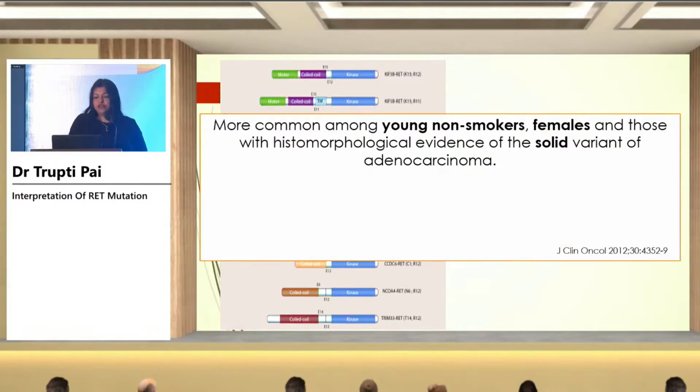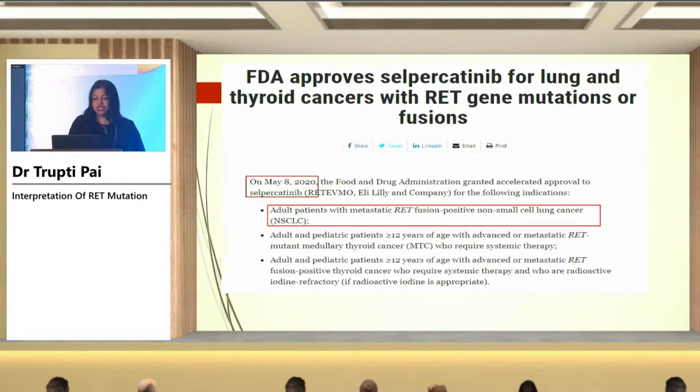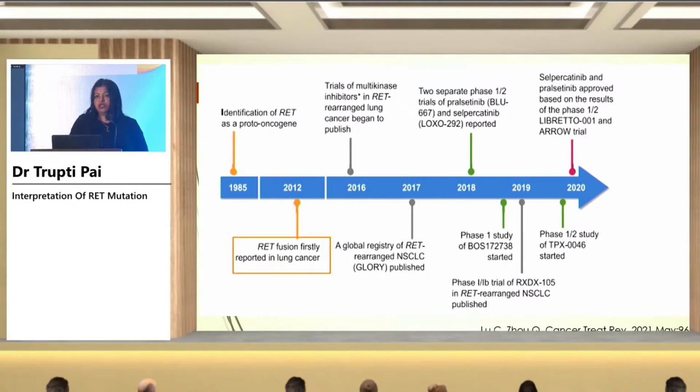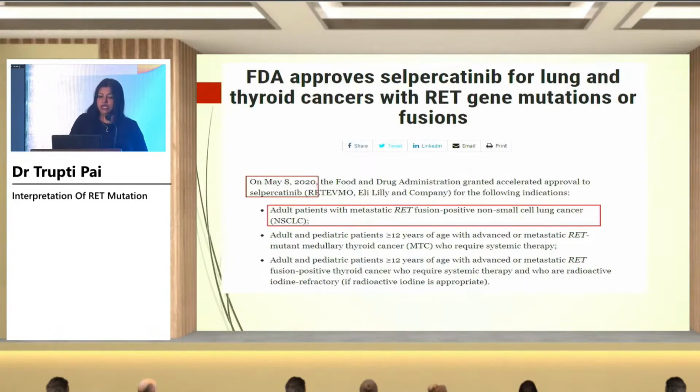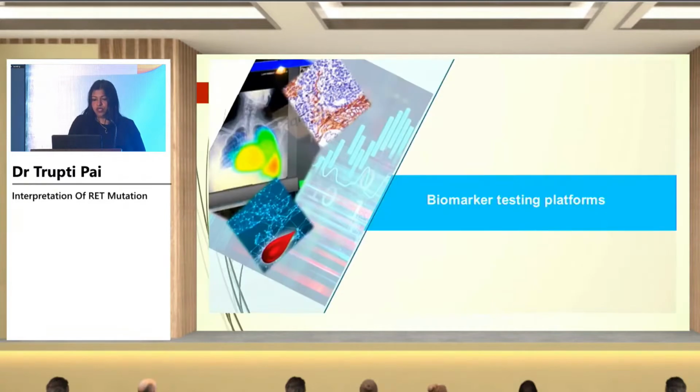Clinicopathologically, RET fusions are common in young non-smoker females, and there is some data to suggest that the solid variant of adenocarcinoma has more propensity for RET, but it is too preliminary to quote. Timelines: in 2012, the first RET fusion was reported in lung cancer, and over the next few years there were many trials on TKIs. In 2020, selpercatinib got accelerated approval by the FDA after data showing an overall response rate of 64% and a response duration lasting 6 months or longer. Subsequently, it got full FDA approval.